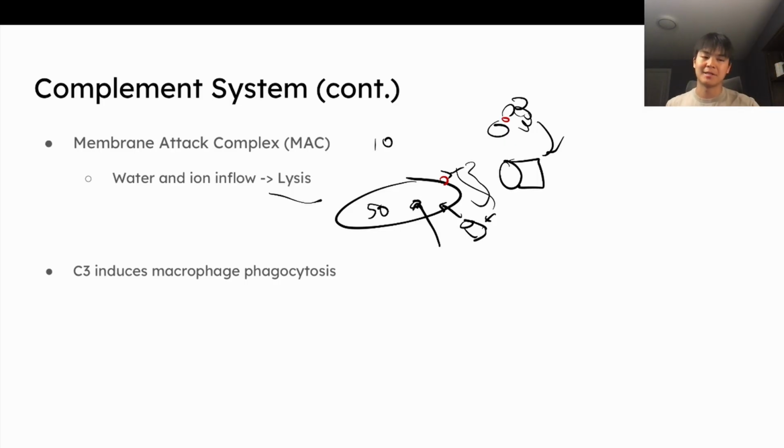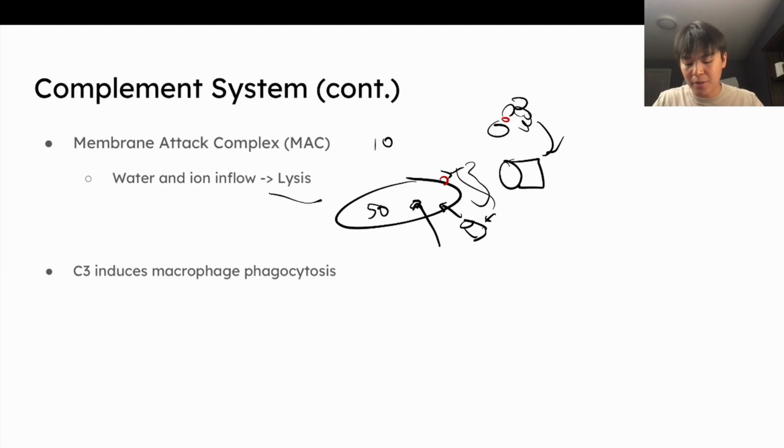This should make sense if you imagine a very small cell and a huge blood vessel. You can't compare the sizes, right? The blood obviously doesn't have that many proteins and ions compared to the small, concentrated bacteria, so a lot of water rushes in and it bursts. And that's how antibodies can end up causing lysis, and that ends up killing the bacteria, which is very good for us, right?